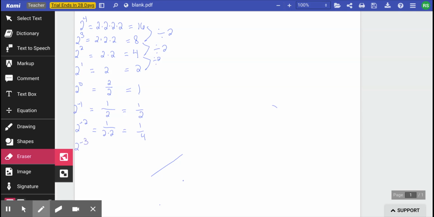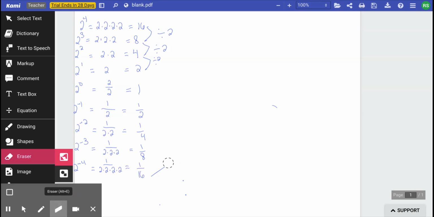2 to the negative third would be 1 over 2 times 2 times 2, which is 1/8. 2 to the negative fourth would be 1 over 2 times 2 times 2 times 2, which is 1/16. So that's the pattern that helps a lot of people understand what a negative exponent and an exponent of 0 mean. Well, that's what they mean.